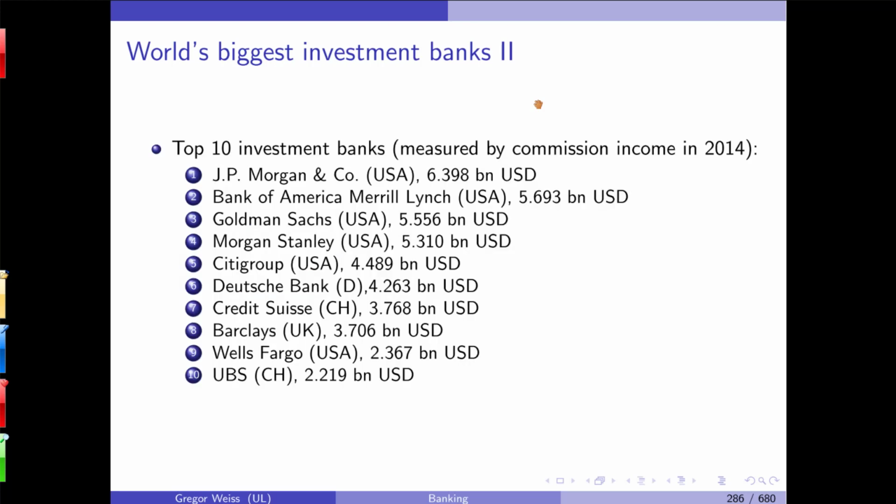Those are some figures from 2014: JP Morgan, Bank of America Merrill Lynch. Commission income. So this is commission income. A little bit of background here. The easiest, but also probably a very coarse way to see whether a bank is big in investment banking or not is to look at its non-interest income.